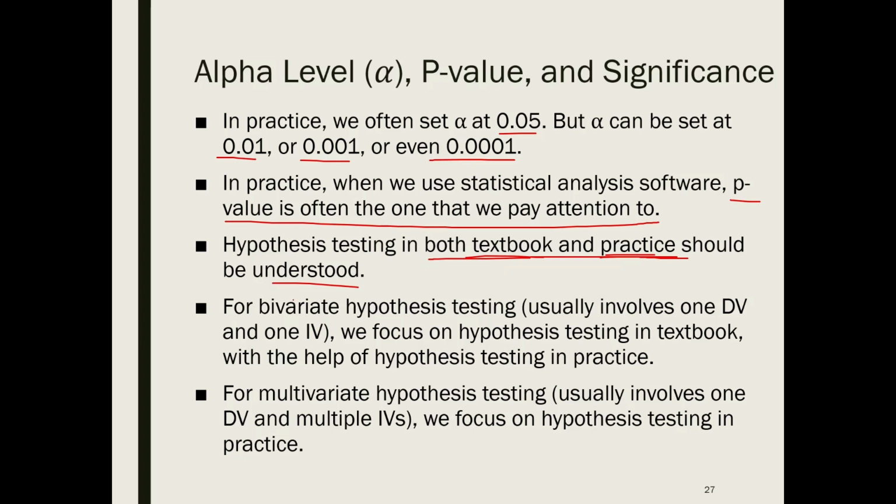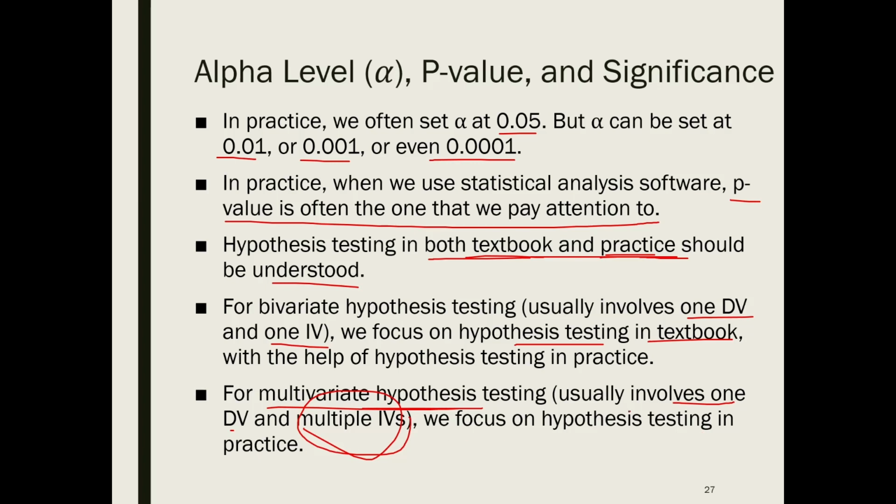For bivariate hypothesis testing, usually we have one dependent variable and one independent variable. So the PowerPoints in the future will focus on the hypothesis test in the textbook. I will show you step by step how we do the 5-step hypothesis testing for those bivariate tests, which typically cover chi-square, t-test, ANOVA, and correlation. For multivariate hypothesis testing, that means we have one dependent variable but many independent variables. We just focus on the hypothesis test in practice.